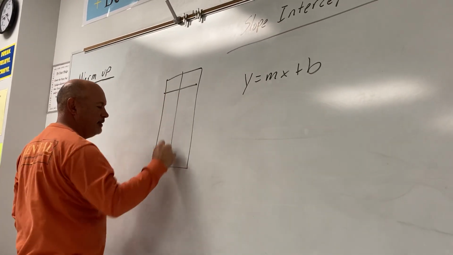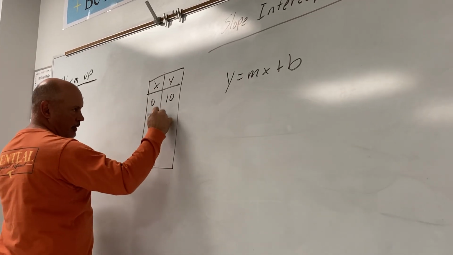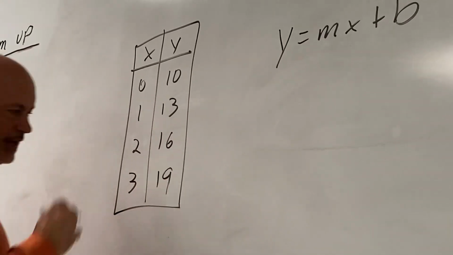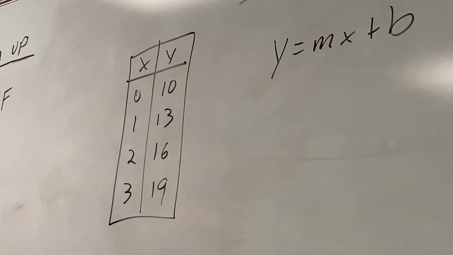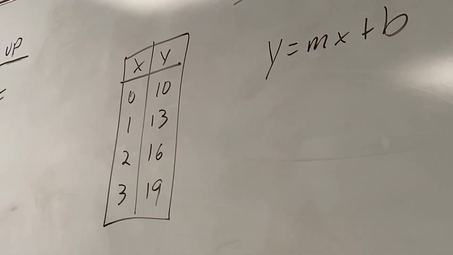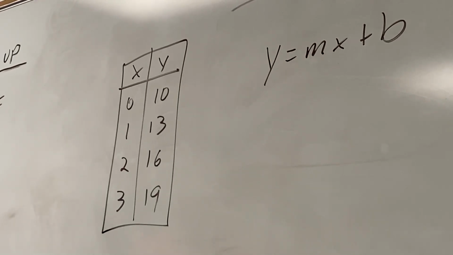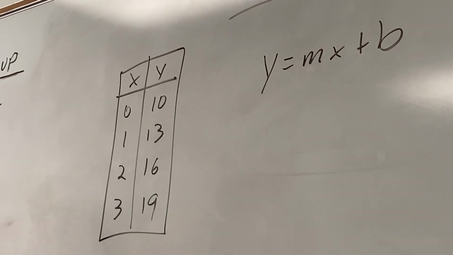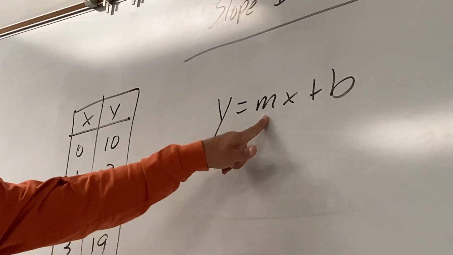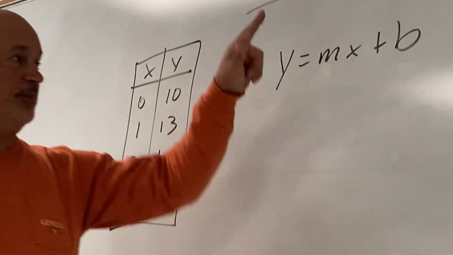Let's say they give me a table and ask me to write the same thing, the equation, in slope-intercept form. What two things do we need to find again? What do we call that? Slope. And y-intercept. We need to find the slope and the y-intercept every time.